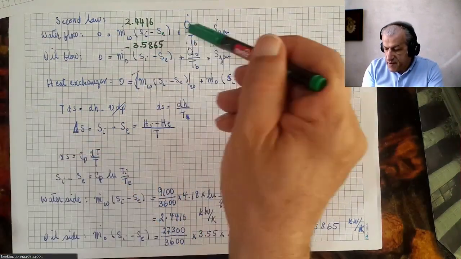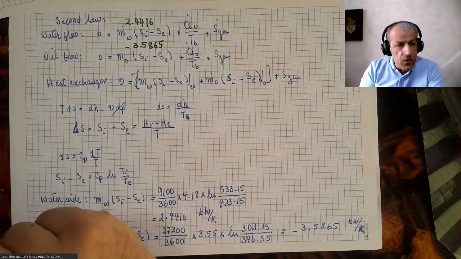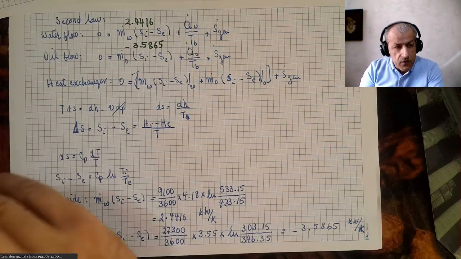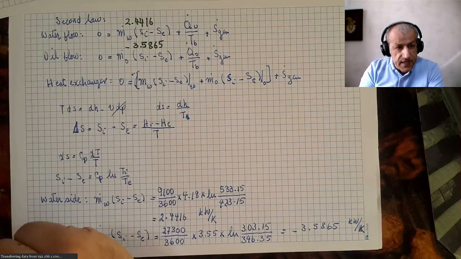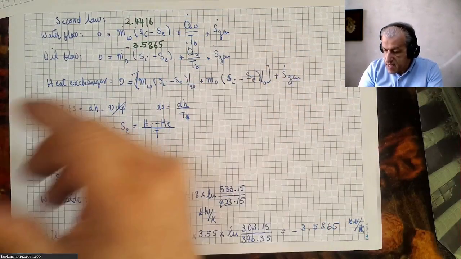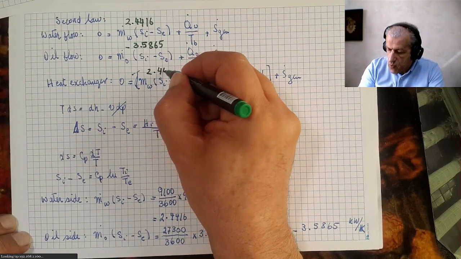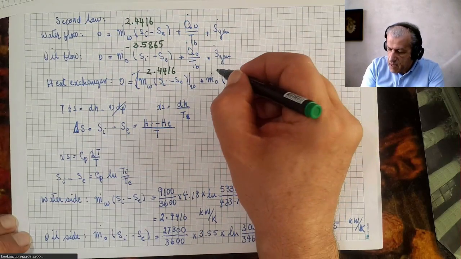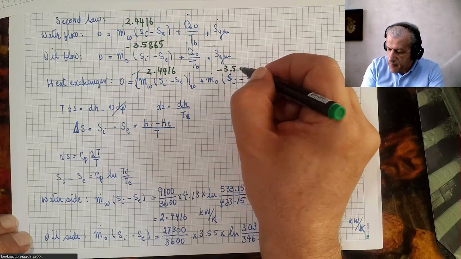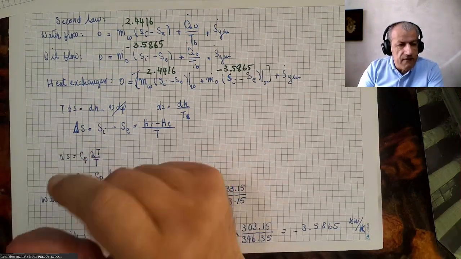So we have calculated terms of this equation, and we know Q, and now we could put more discussion in it. You have also calculated the terms in this equation. This one is 2.4416, and this term is minus 3.5865. We have all these values, and let's see what they give us.